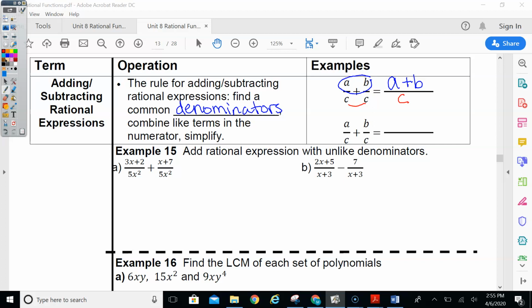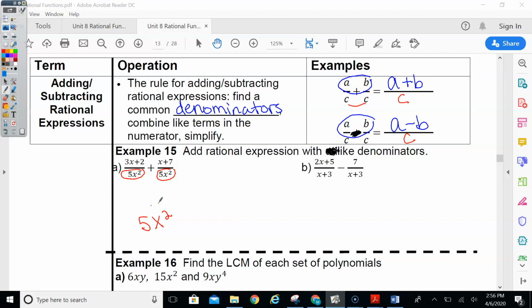This one right here is actually meant to be a minus sign. If it's a minus, then you subtract numerators, a minus b, and you keep the denominator the same, over c. Alright, so these first two examples, we're adding and subtracting rational expressions with like denominators. When the denominators are the same, notice here, both denominators are 5x squared and 5x squared. So since they're the same, that's going to be the denominator when I add them.